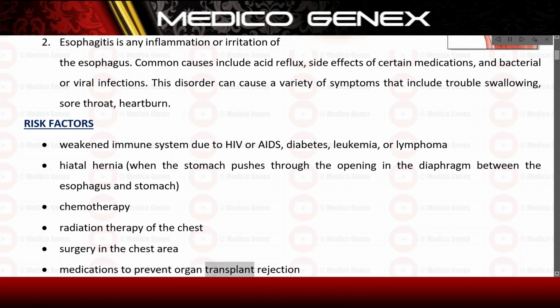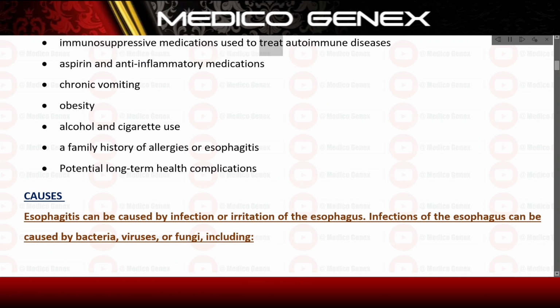Medications to prevent organ transplant rejection. Immunosuppressive medications used to treat autoimmune diseases. Aspirin and anti-inflammatory medications. Chronic vomiting. Obesity. Alcohol and cigarette use. A family history of allergies or esophagitis. Potential long-term health complications. Causes.